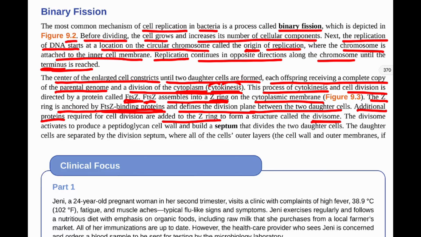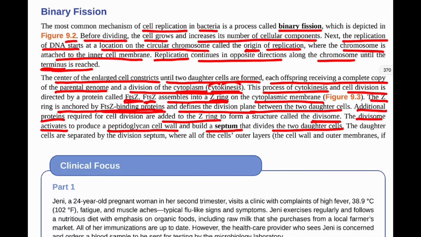And then this divisome is going to be activated. It's going to activate to produce peptidoglycan cell wall and build a septum, and that's going to divide the two daughter cells. So this Z ring plus these other proteins, altogether called the divisome, is going to activate, and what's going to happen is it's going to pull in on the edges of the cell, on that membrane. It's going to produce a peptidoglycan cell wall, so it's going to help to build an additional cell wall between the two parts of the cell, and build the septum.